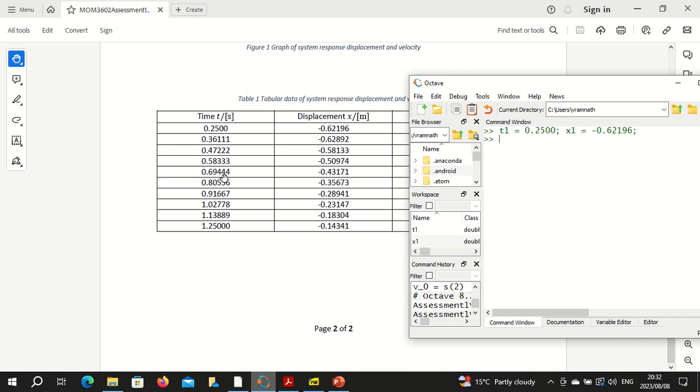Taking the first point, then I'll take a middle point somewhere. I've taken a point near the lower end of the time and the corresponding x1, a point somewhere in the middle, and a point right at the end.